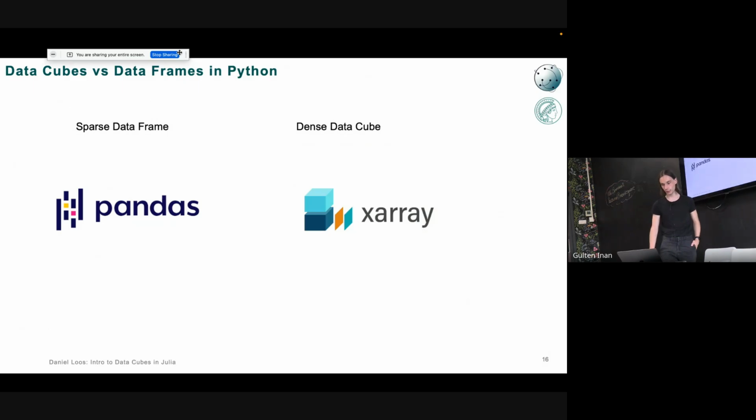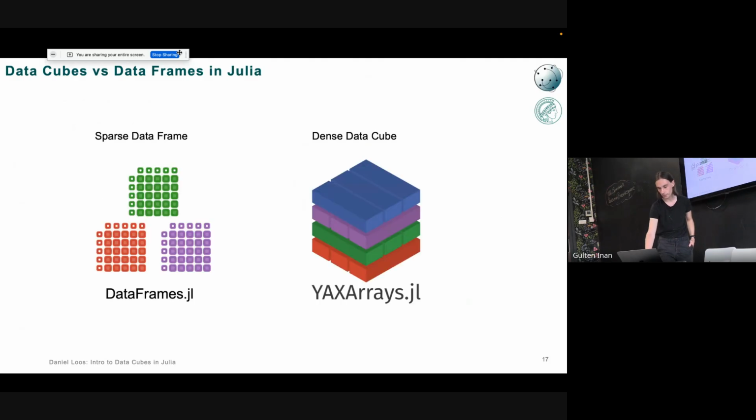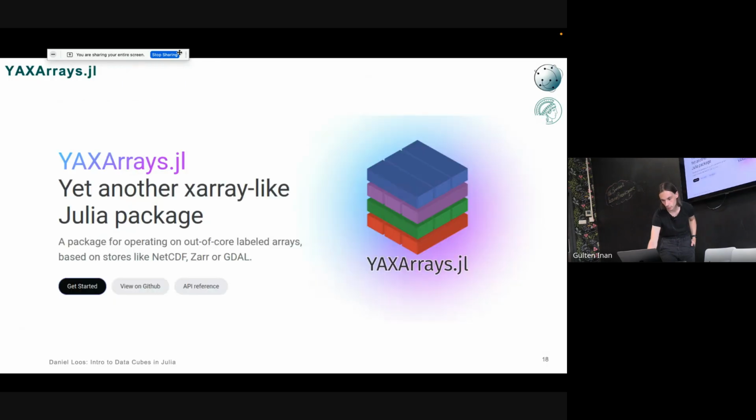So if you just want to do this in Python, you have pandas and xarray. And if you want to use it in Julia, you have DataFrames or YAXArrays instead. So YAXArrays is a Julia package, which is the equivalent of xarray in Julia, currently implemented in our institute. And this is basically the package I'm using to build the DGGS data cubes on top.